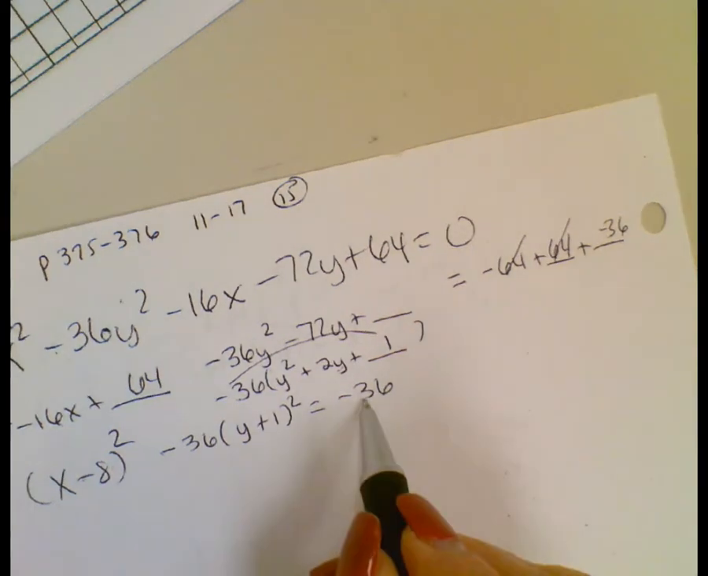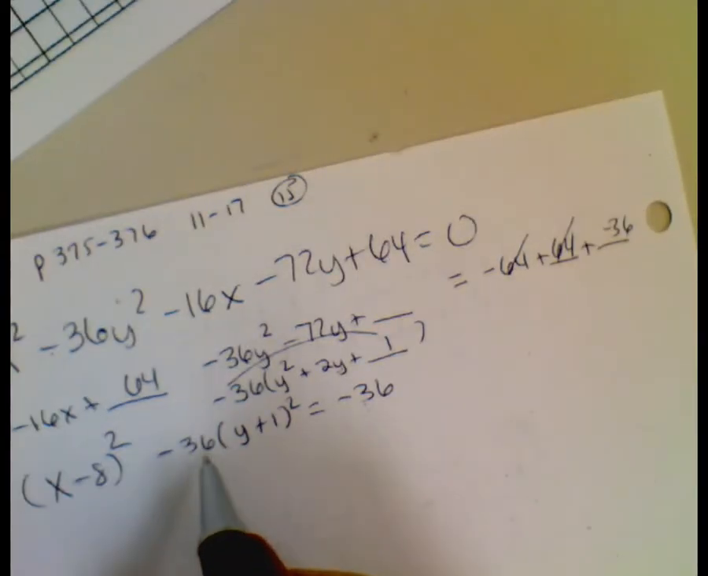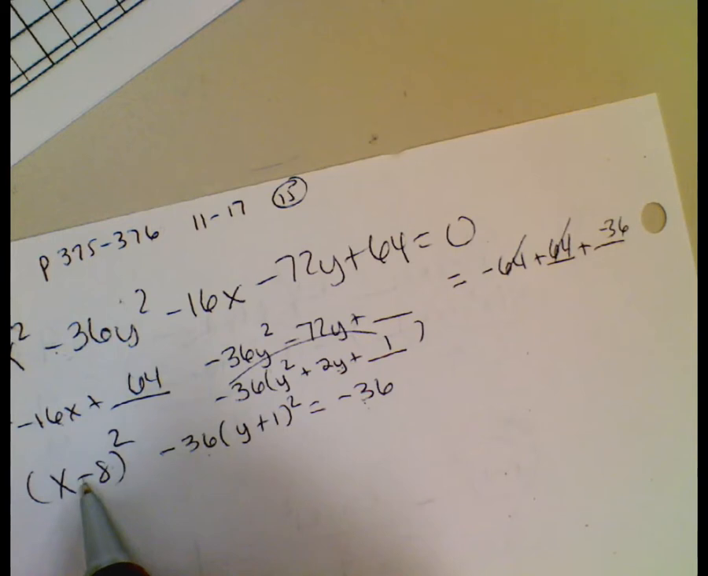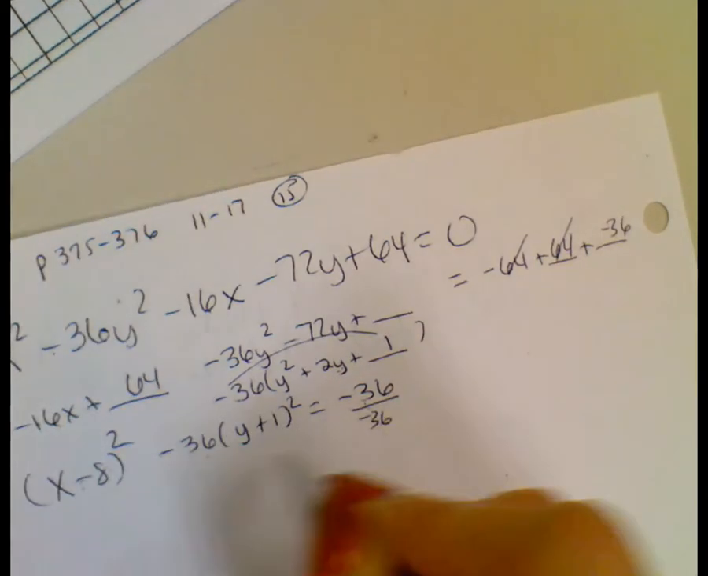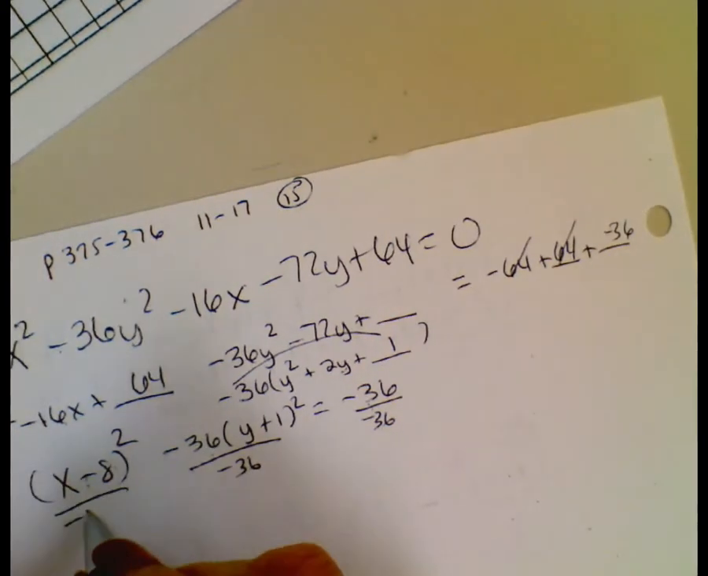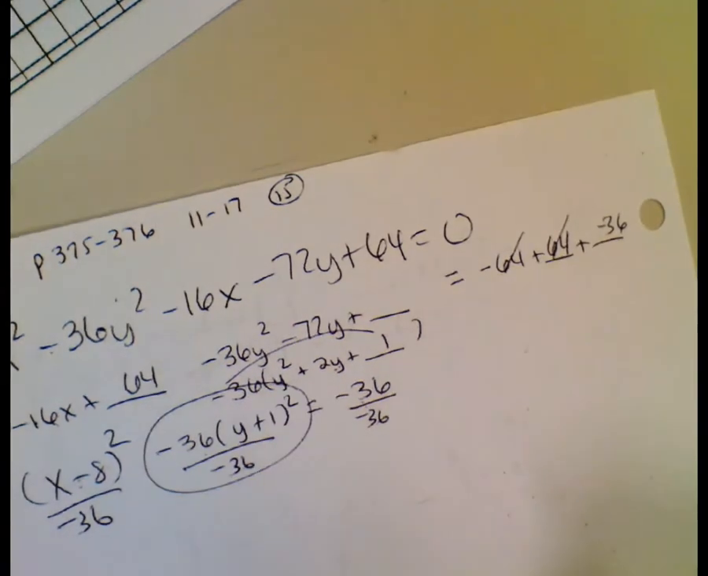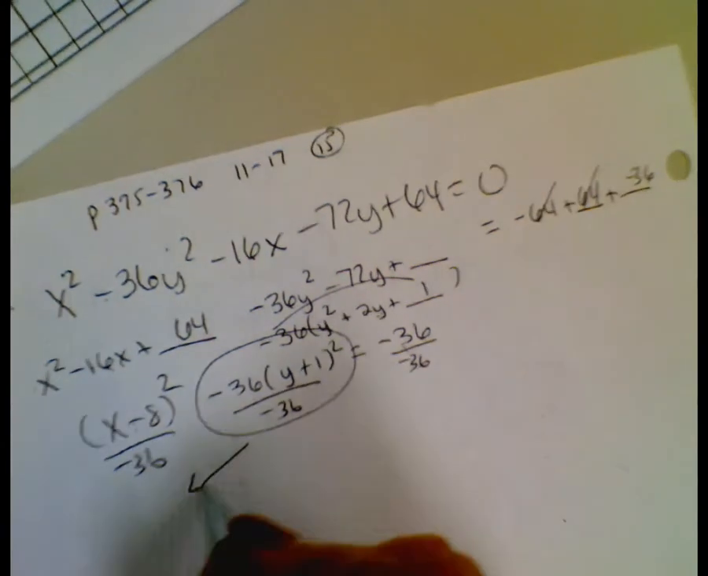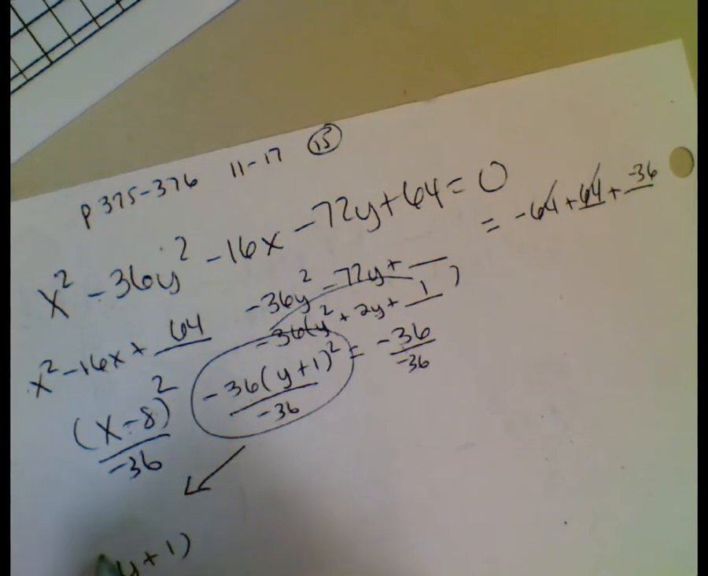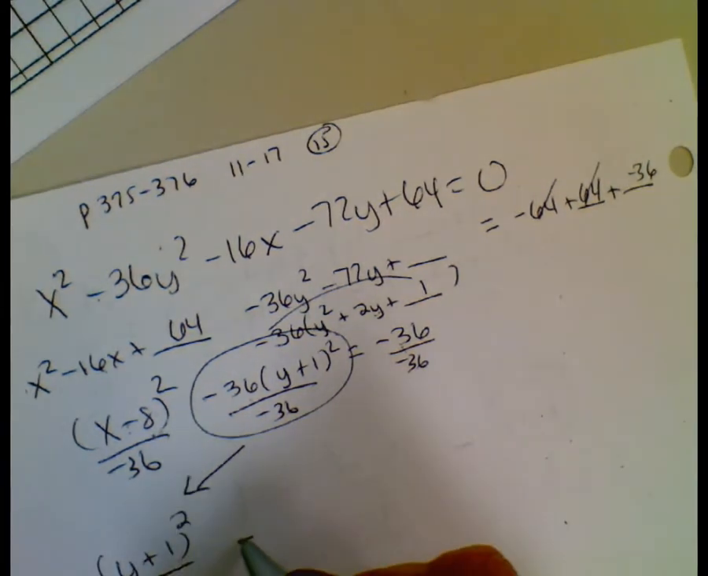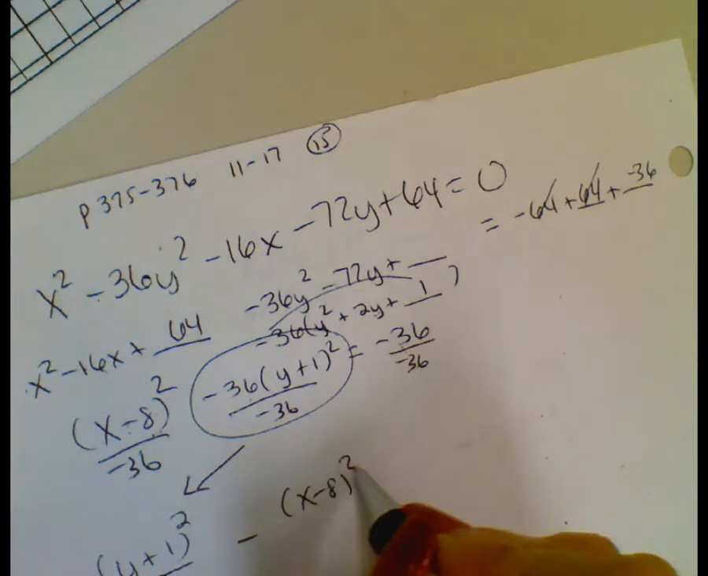Because this is negative, we are going to be dividing by negative. So that's going to make this one a positive, and it's going to make this one a negative. This one's going to be the positive one, so I'm going to write that one first. So it's going to be y plus 1 squared over 1. This one's going to be the negative one, so I'm going to go x minus 8 squared over 36.